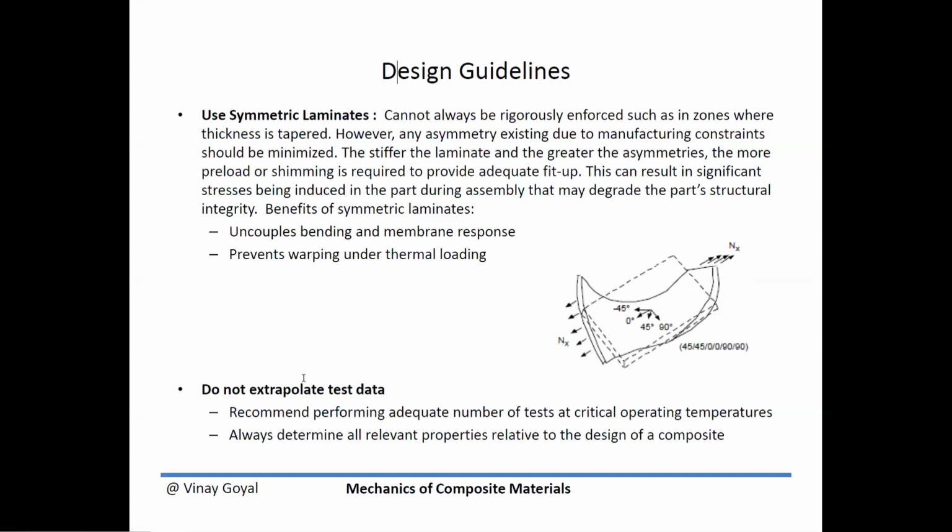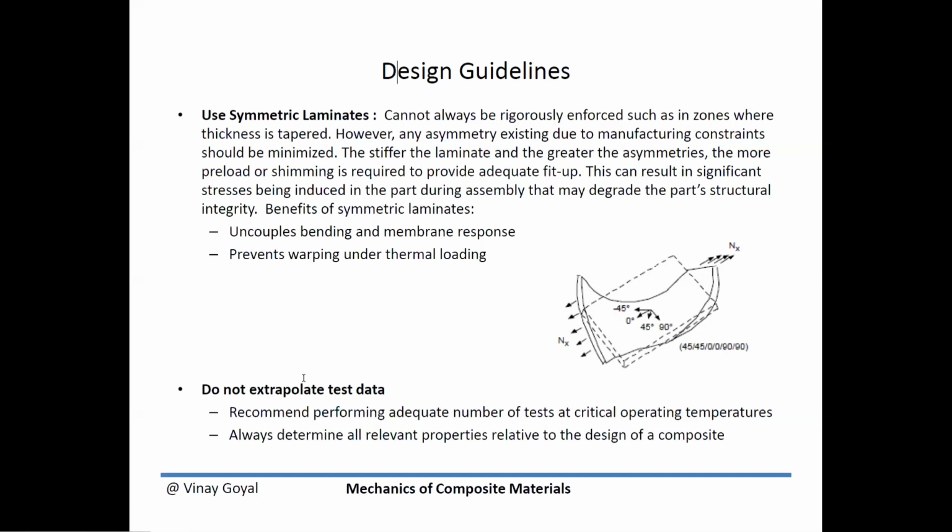So, one idea is to use symmetric laminates. It's not always easy to use symmetric laminates, depending upon the application. That might not be the best choice. But using symmetric laminates, and we talked about what symmetric laminates means, it just means that the plies in the stacking sequence mirror the midpoint or the midplane of the composite. And so you may not be able to always enforce symmetric laminates at tapered zones, unfortunately.